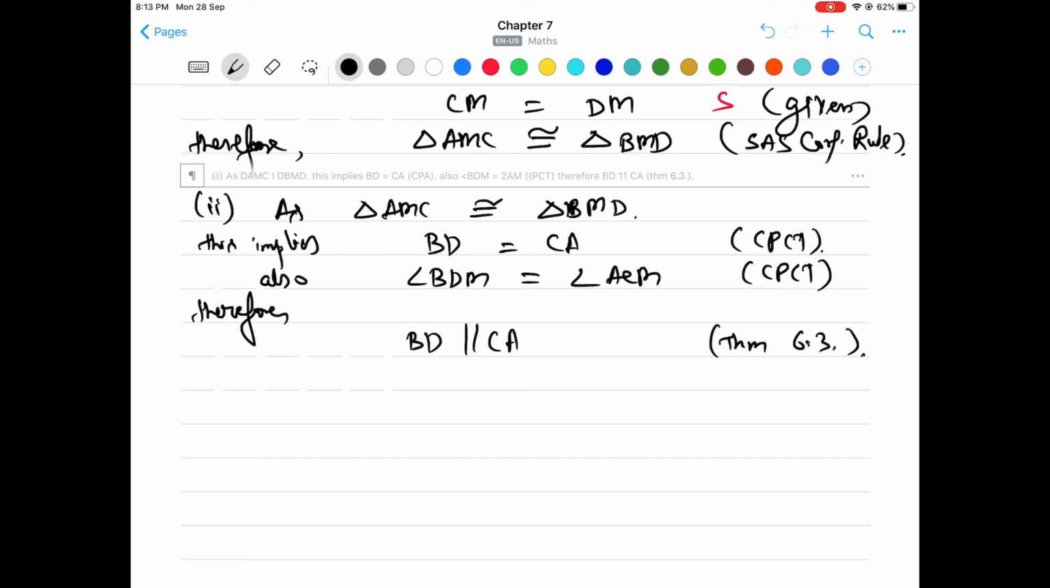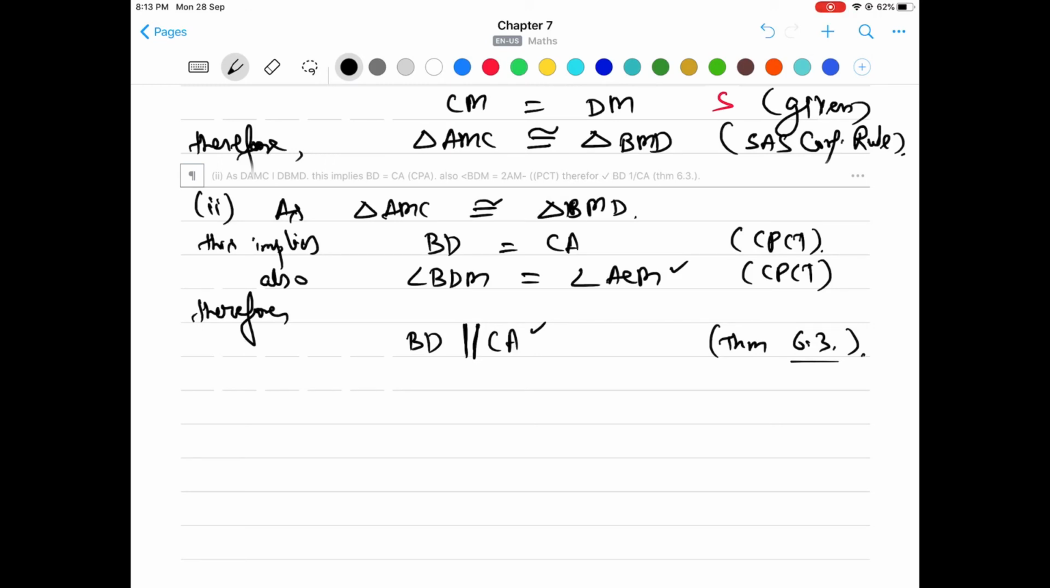Okay, this is theorem 6.3 of chapter 6, which says if a transversal intersects two lines and one pair of alternate interior angles is equal, then the lines have to be parallel. You can refer to it from chapter 6. This is theorem 6.3. If the alternate interior angles are equal, then the lines have to be parallel.